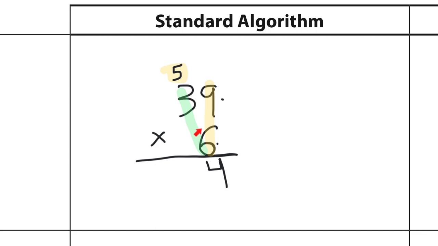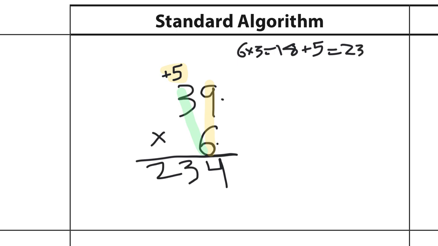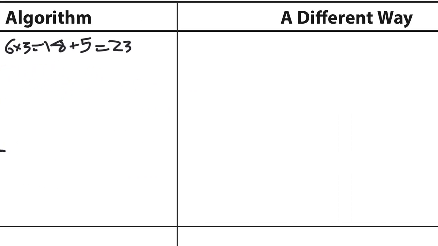Step 2 is to take 6 times 3, that is 18. Don't forget to add your 5, right? So we know that 6 times 3 is 18. We just can't forget to add the 5 that we stacked above. 23. Notice that I write it on the side. If it's something that you don't feel comfortable doing in your head, or if you just like to know you have the right answer, write it off to the side, okay? So this is our standard algorithm. Didn't take us too long, I don't think. But what do you want to do for a different way?